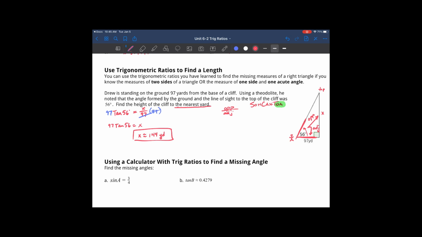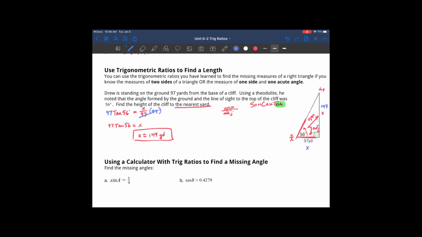Okay. Now, another way they could have given this to us, let's say I didn't have how far away this person was. So this is now kind of an addition to this problem here. So let's say I didn't know how far he was. So let's say that's 97, and let's say I did know the height. Let's pretend this was 144. So I'm kind of switching around the problem just to show you another way that you might have to solve it.